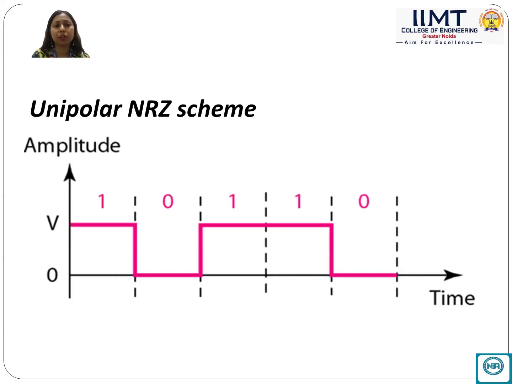Then the unipolar representation of the signal, here we see unipolar. That means it has only one pole, either positive or negative. Here, considering the positive pole, in case of 1 it becomes high, representing the maximum voltage level, that is V. In case of 0, it is at the lower level, that is the 0 level. Like that, the 1 representation and 0 representation are shown in the diagram, and it is clearly described by this diagram of unipolar.